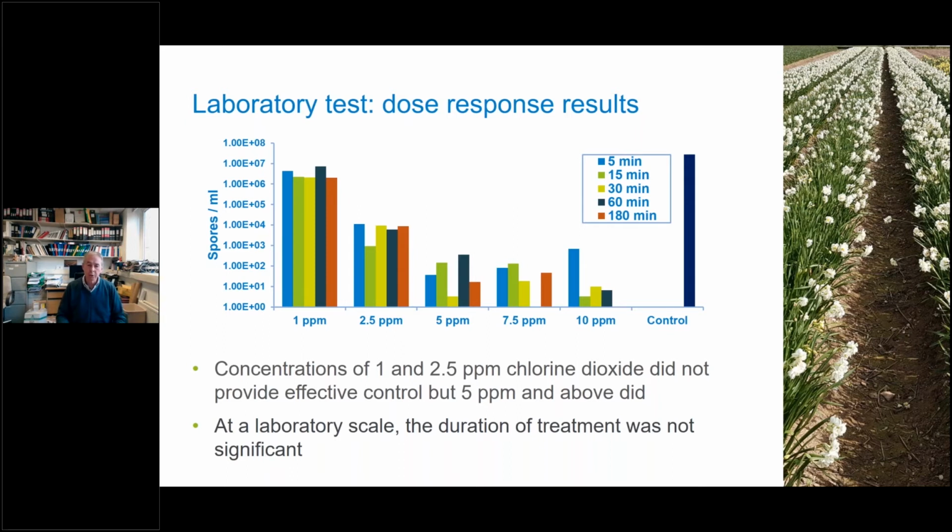And our conclusions were that concentrations at 1 and 2.5 parts per million did not prove effective control, but that 5 parts per million and above did. But it also says that actually the duration of the treatment was not significant under these conditions. And these are lab conditions, but it's a useful piece of information.